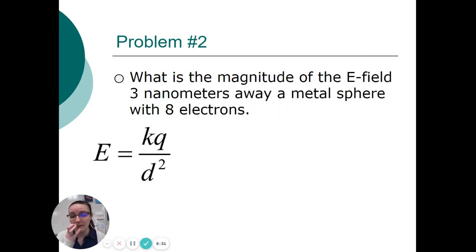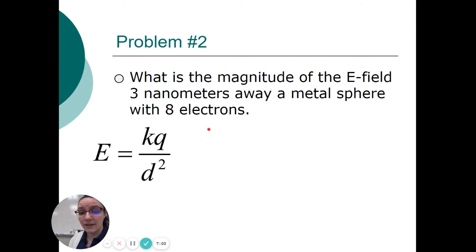Here's another example. Now I don't know what the force is, but I know that I've got an electric field that is 3 nanometers away from a metal sphere with 8 electrons. So it seems like maybe I'm missing some information, but it's all there. You've got everything that you need. K is that electrostatic constant, 9 times 10 to the ninth. Q, we're going to get from these 8 electrons.